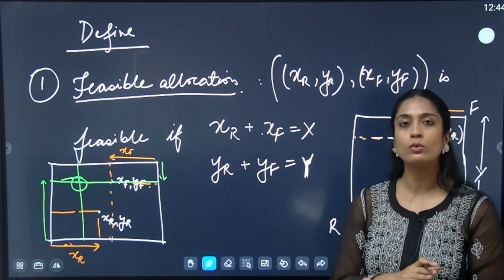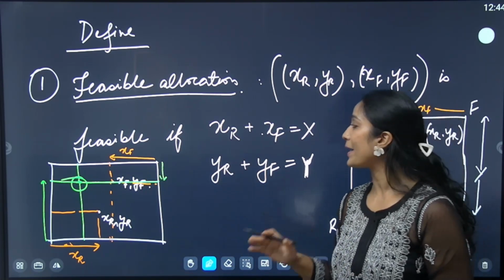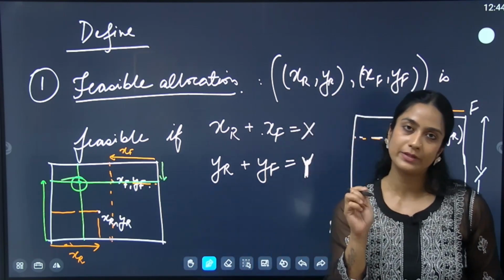So from now on, we'll only focus on bundles that are feasible. That means that they can be represented by a single point on the Edgeworth box.